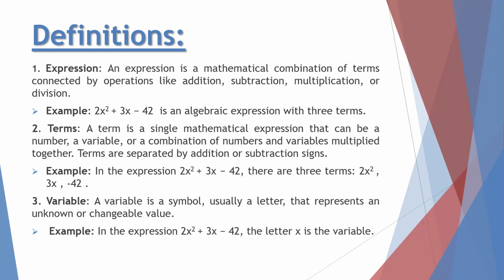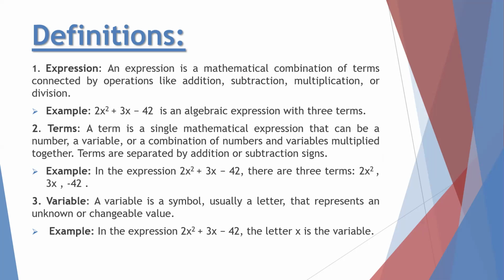Then the second definition is terms. A term is a single mathematical expression that can be a number, a variable, or a combination of numbers and variables multiplied together. Terms are separated by addition or subtraction signs. It means it is a single mathematical expression formed by a number, a variable, or a combination of both.